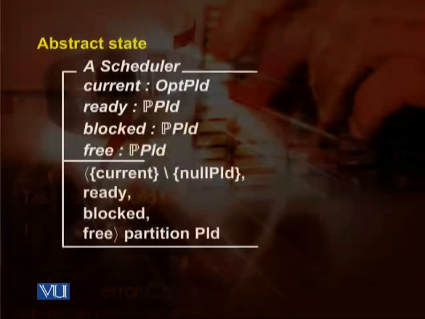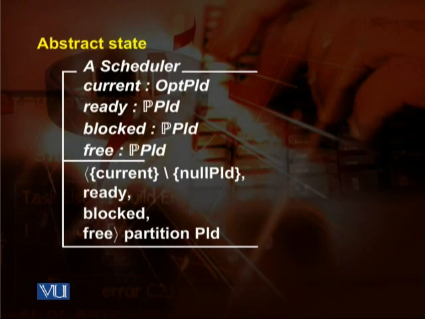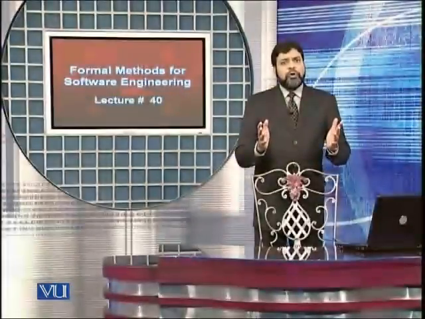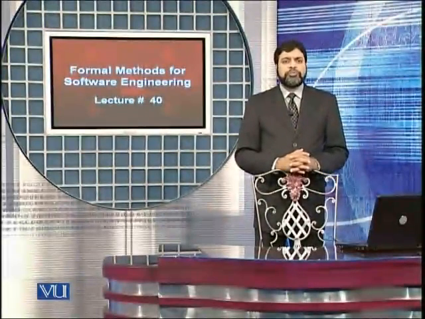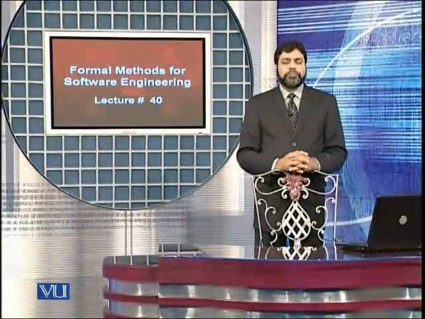Let us now define the abstract state. We have this abstract state of a scheduler. We have this current, which is of type opt PID. We have this ready, which is a set of PIDs. We have blocked, which once again is a set of PIDs. And we have free, which is once again a set of PIDs. There are 4 variables we have defined here.